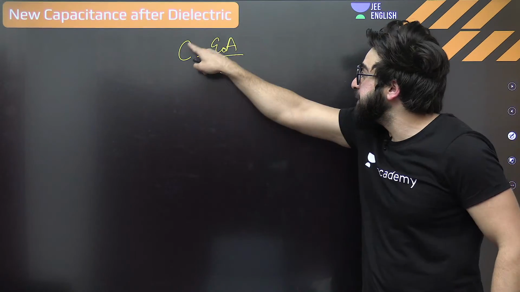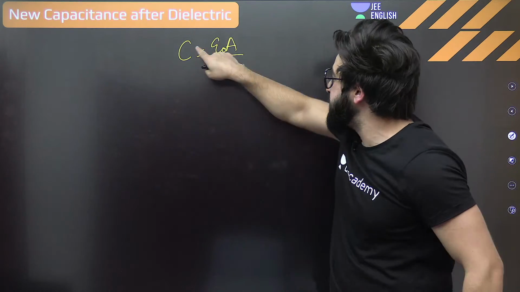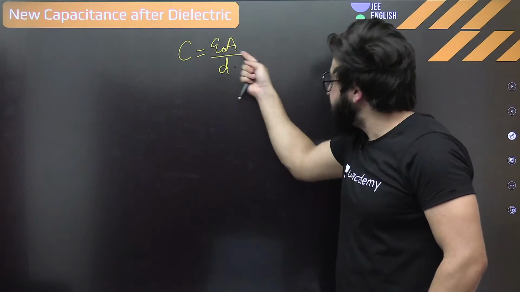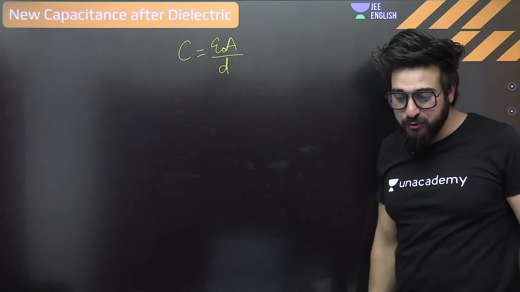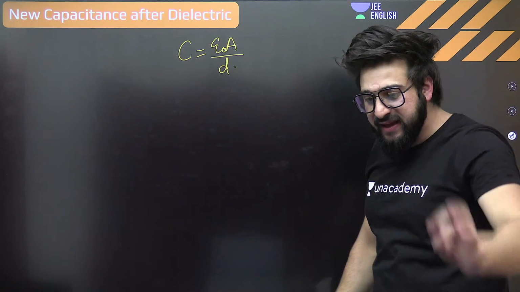We defined that it depends upon the area. It doesn't depend upon the potential or the charge on the plates. It depends upon the area of the plate. It depends upon epsilon, the medium. It depends upon the distance between the two plates. We have discussed this previously in detail.